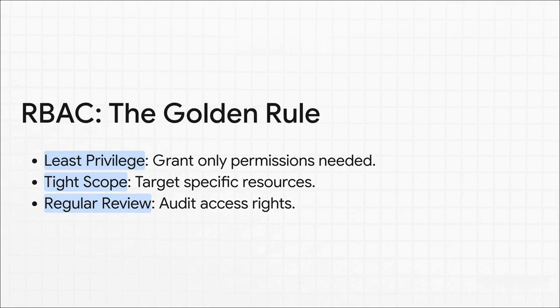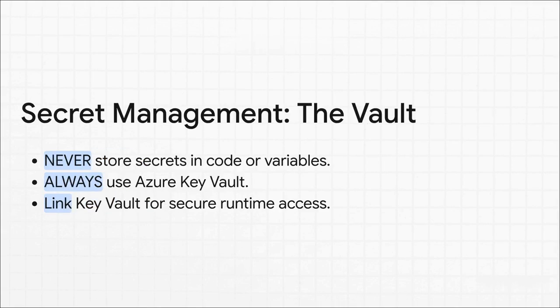Be surgical. Second, we need to talk about secrets. And let me be perfectly 100% clear on this. Never, ever store passwords, connection strings, or API keys in your code or in your pipeline variables. That is just asking for a breach. Always use Azure Key Vault. You can link your Key Vault directly to your pipeline so it can fetch the secrets securely at runtime right when it needs them, and then they're gone.